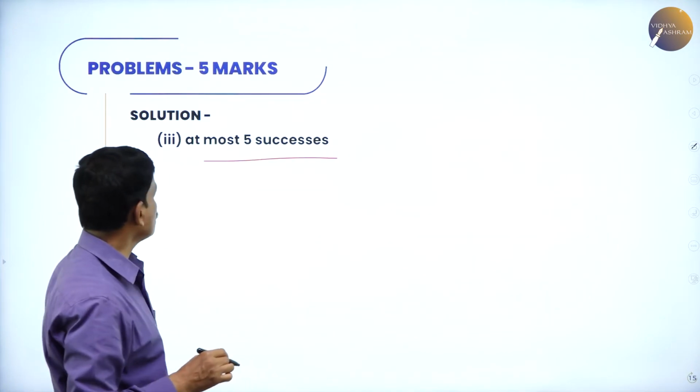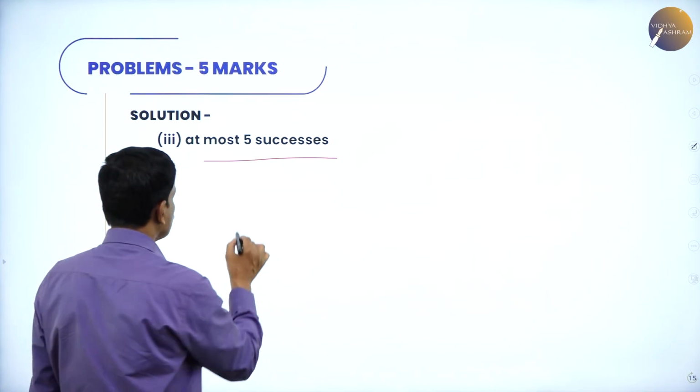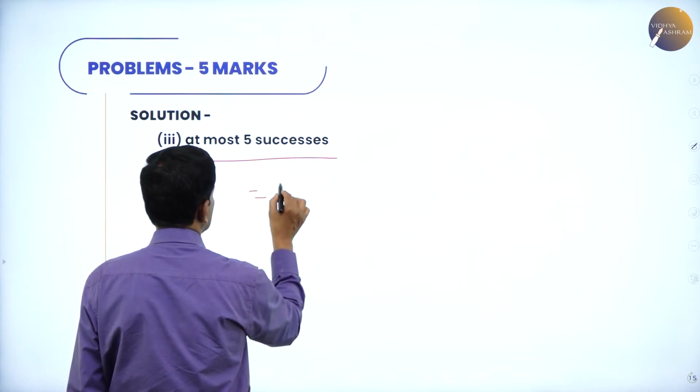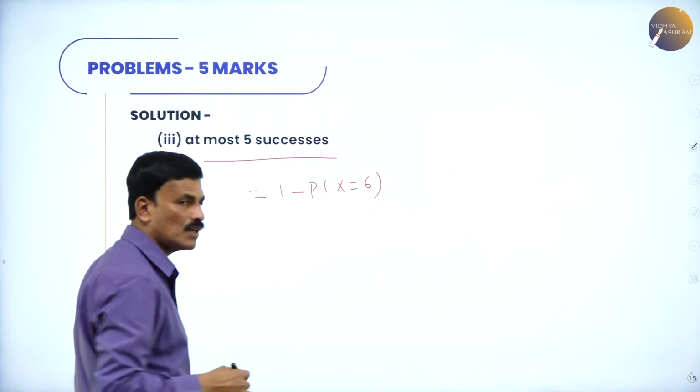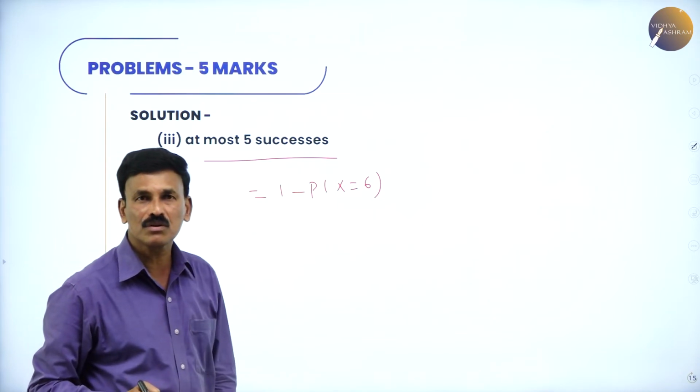Let us come to this. At most 5 successes can also be written as 1 minus P of x is equal to 6.